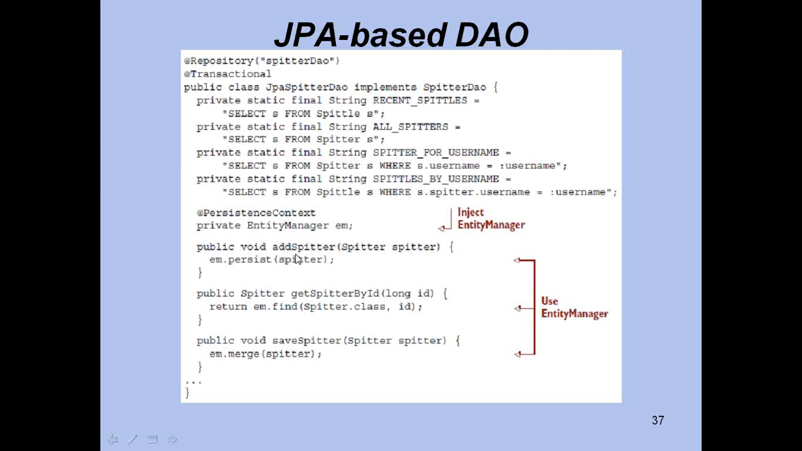Use the entity manager. If you are adding a splitter, you are using entity manager dot persist. In Hibernate, how do you save an object? What is the method you will use to save the object? There are a couple of methods, right? It can be save or update. Remember now, but here in entity manager, the method name is persist.